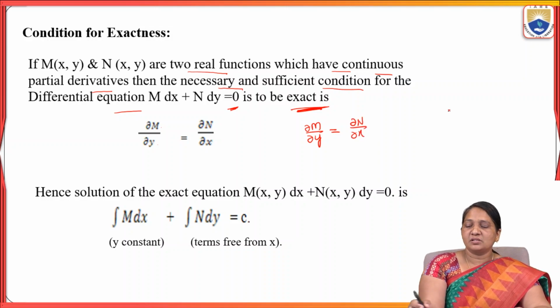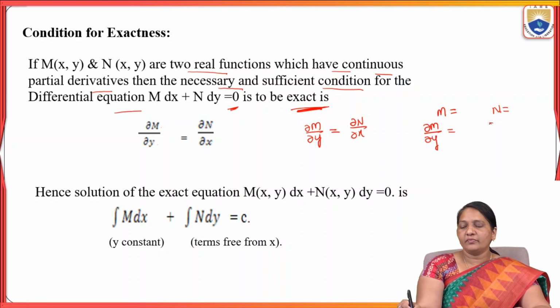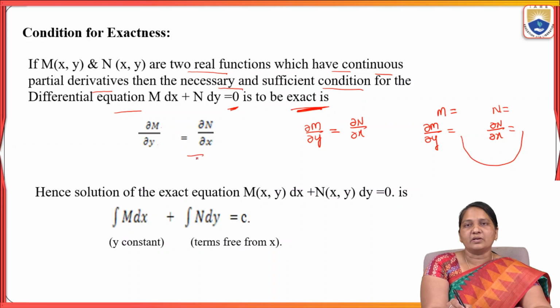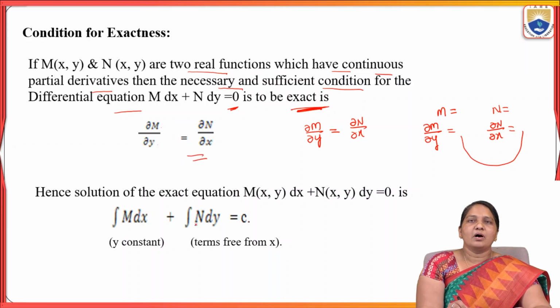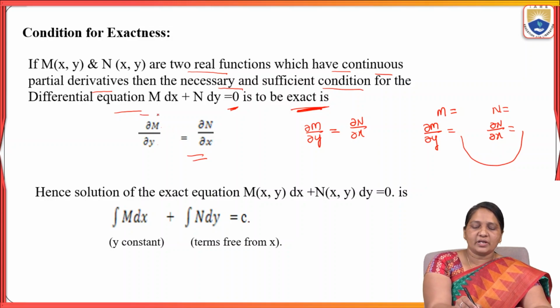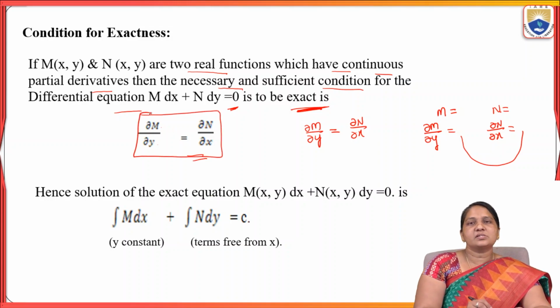That means we have to observe the values of M and N. Then we have to do the partial differentiation of M with respect to y, and the partial differentiation of N with respect to x. These two values should be equal. This is the condition for exactness. After getting the equation, we have to check this condition. If it is satisfied, we can say that this is an exact differential equation.